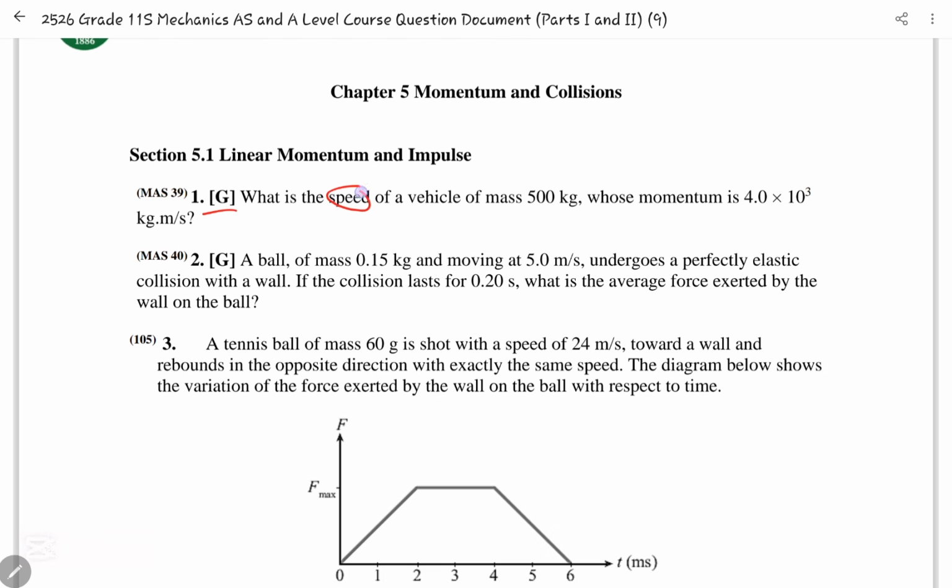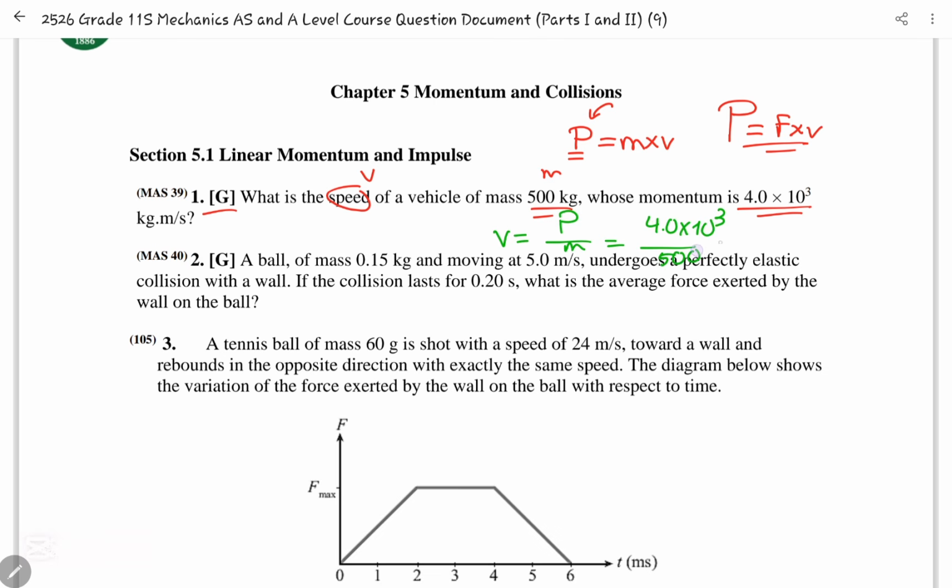What is the speed, v, of a vehicle of mass 500 kg whose momentum is 4.0 times 10 to the power of 3? Now, you should know that momentum, denoted by p, is equal to the mass times the velocity. Don't confuse this small p for capital P, which is power. Power is force times velocity. But small p, which is momentum, is mass times velocity. So they want the speed, we have the mass, we have the momentum. So speed v is equal to the momentum over the mass. So it's going to be 4.0 times 10 to the power of 3 over 500. So that's going to be 8 meters per second. That's it for question 1.